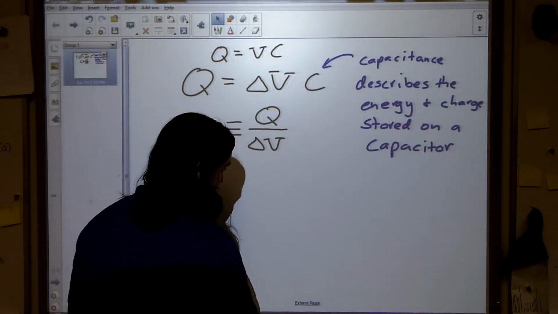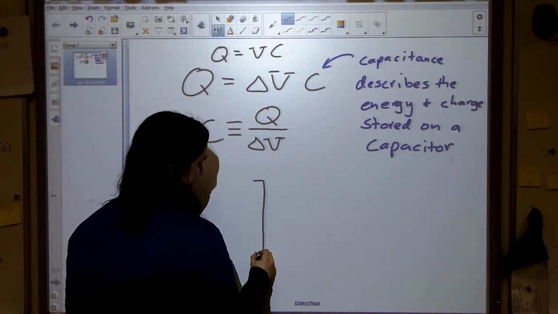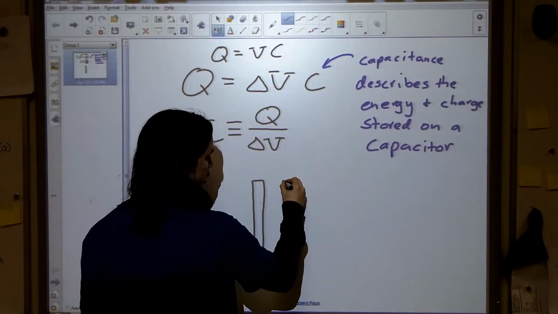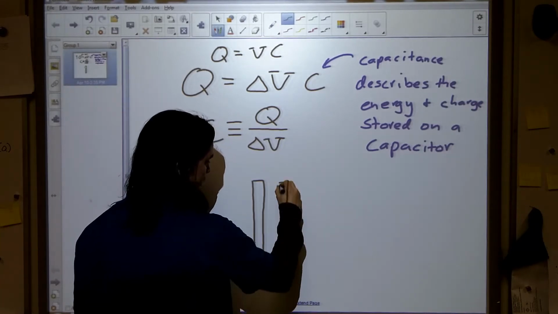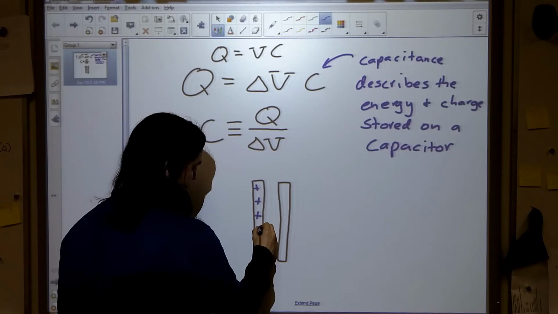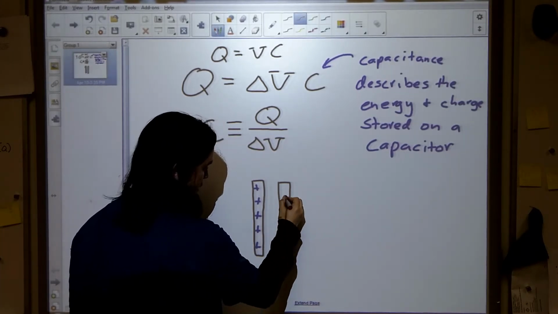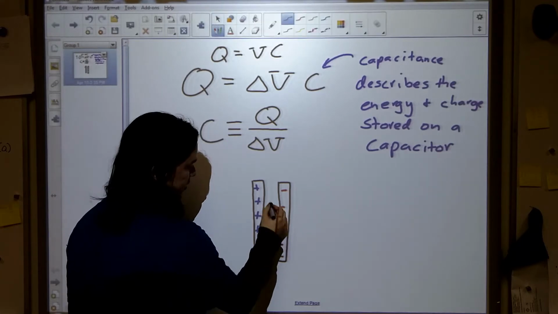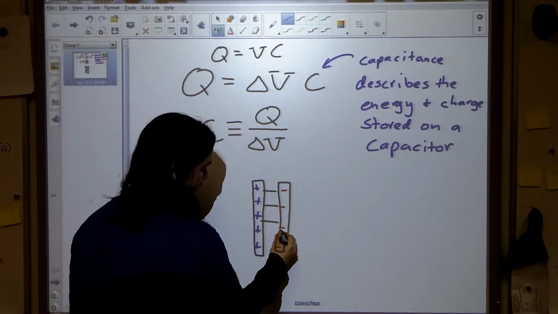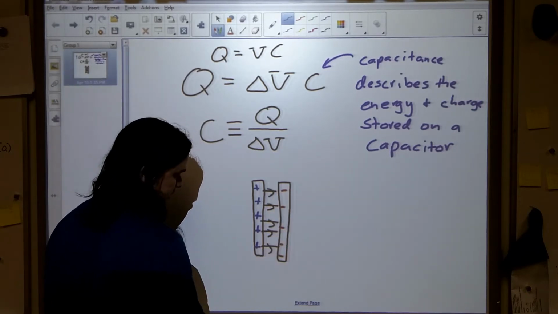Now, the main capacitor that we use, and the number one thing that you're going to find, say, on the AP exam's equation sheet, is a parallel plate capacitor. Those are ones that we've worked with quite a bit in class, where we end up putting a bunch of positive charge on one side, and we end up with negative charge on the other side. We end up with a nice uniform and constant field between the two plates.